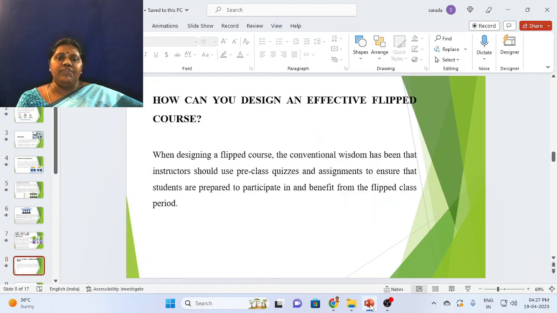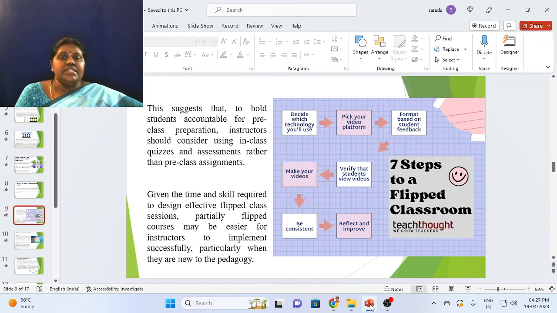How can we design an effective flipped course? When designing a flipped course, the conventional wisdom has been that instructors should use pre-class quizzes and assignments to ensure that students are prepared to participate in and benefit from the flipped class period. This suggests that to hold students accountable to pre-class preparation, instructors should consider using in-class quizzes and assessments rather than pre-class assignments. Given the time and skill required to design effective flipped class sessions, partially flipped courses may be easier for instructors to implement successfully, particularly when they are new to the pedagogy.